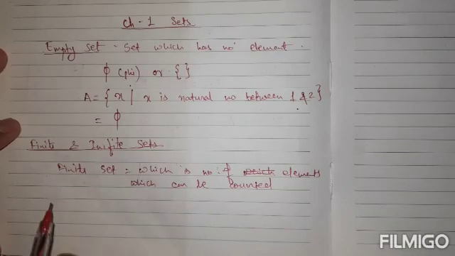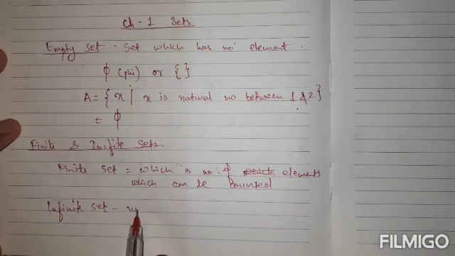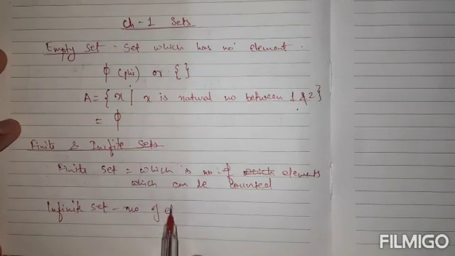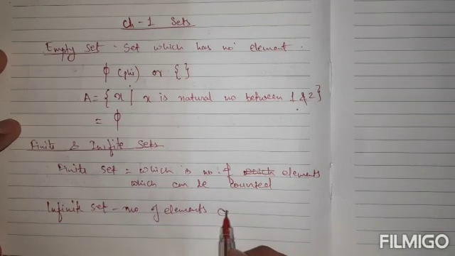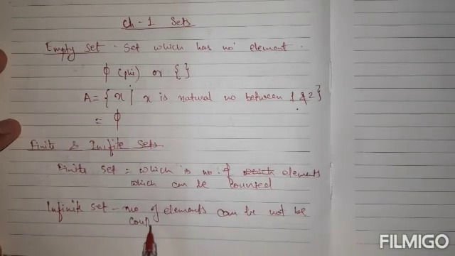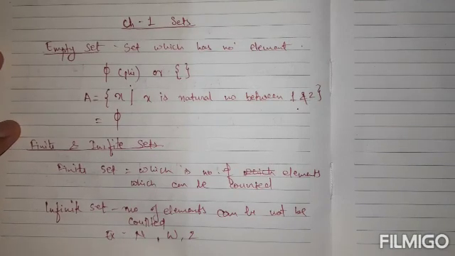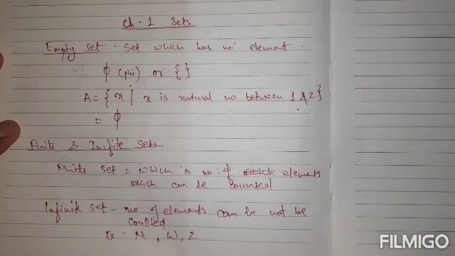And an infinite set means the number of elements cannot be counted. Obviously its examples are N, the set of all natural numbers, W, the whole numbers, and Z, the set of all integers. These are all infinite sets. And any set in which we can write elements which can be counted, this is a finite set.